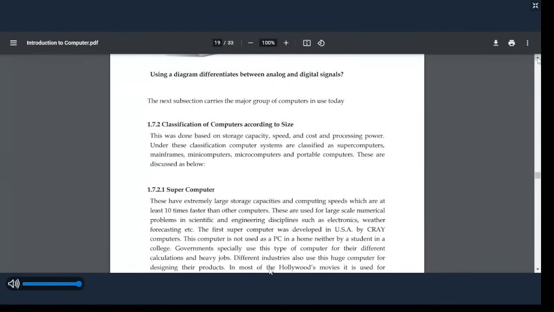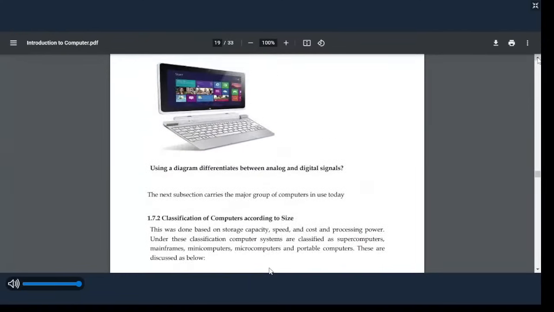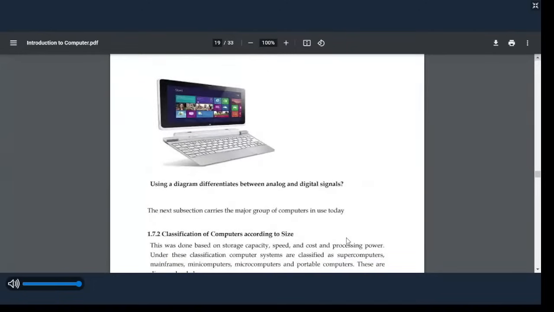Here we have said use a diagram to differentiate between analog and digital signals. How do you differentiate between analog and digital signals? The analog ones use current, and for digital signals they use zeros and ones. Let me see if I can differentiate that using a diagram.